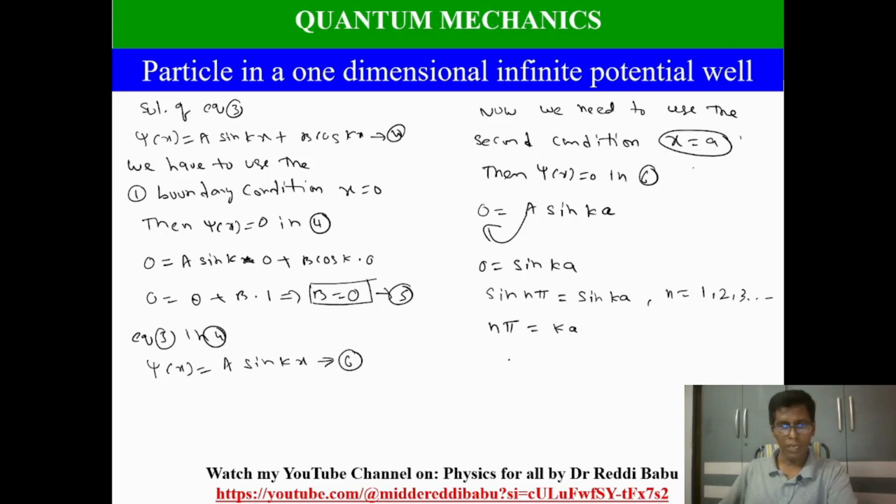Now I need the equation for k. k is equal to n pi by a. This is equation number 7. Now what do we have to do? Substitute the seventh equation. Now I will go to another slide.